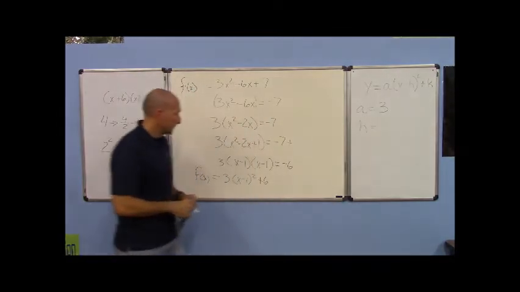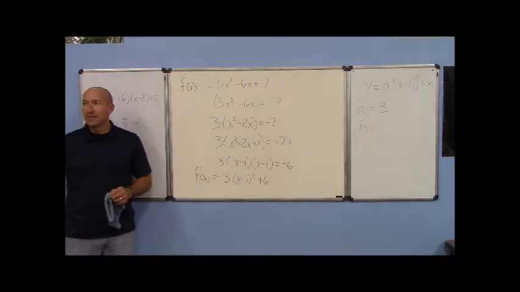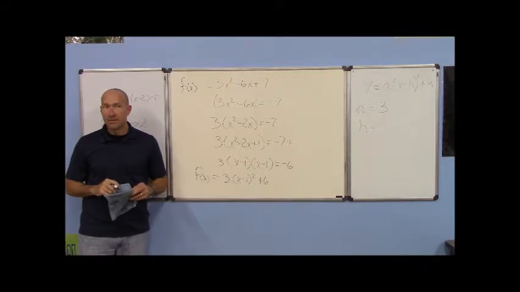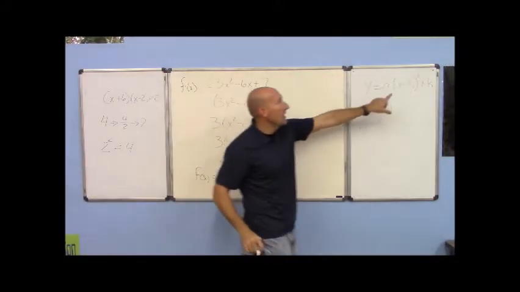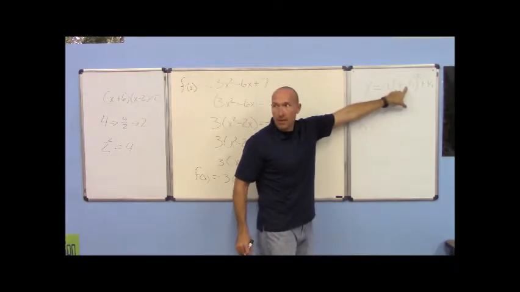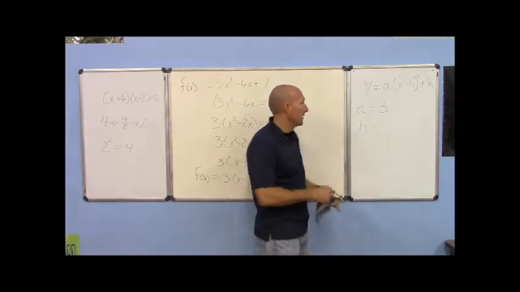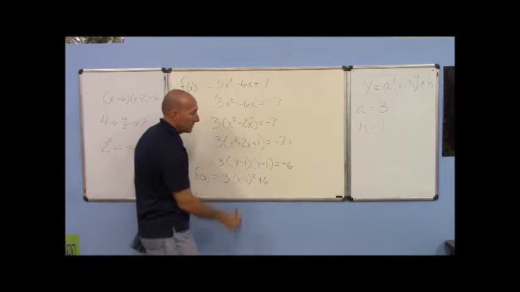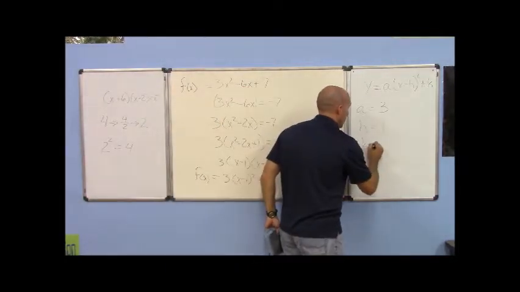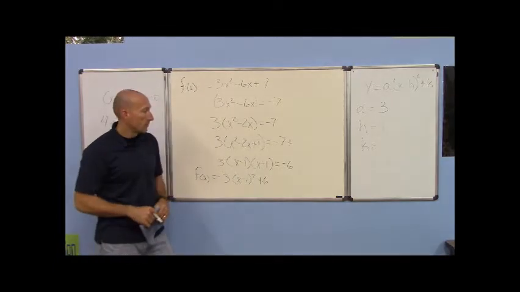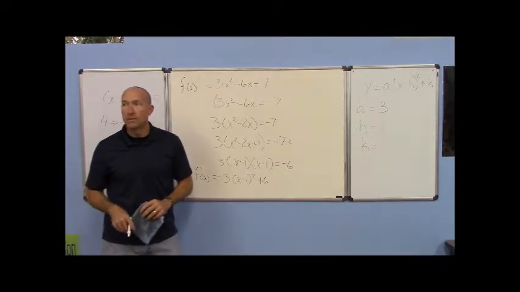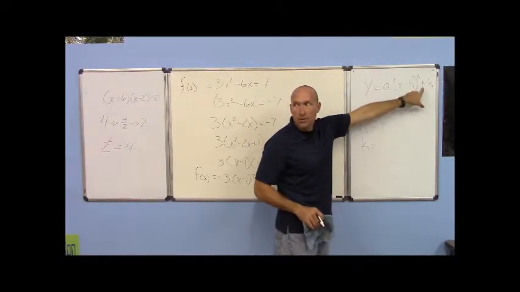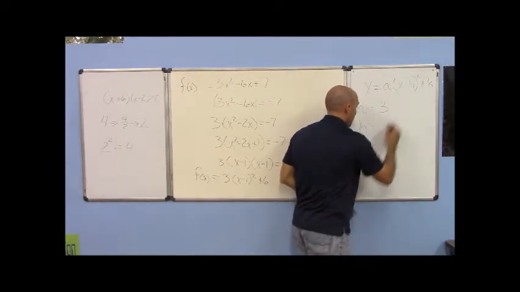Positive 1. Why is it a positive 1? Because it didn't change the original form, okay? It didn't change that sign. It is still negative right here, so this value here is going to be positive. Now what about K? What's the value for K? Positive or negative? Why? Because it also didn't change. It did not change the original form or the original sign.